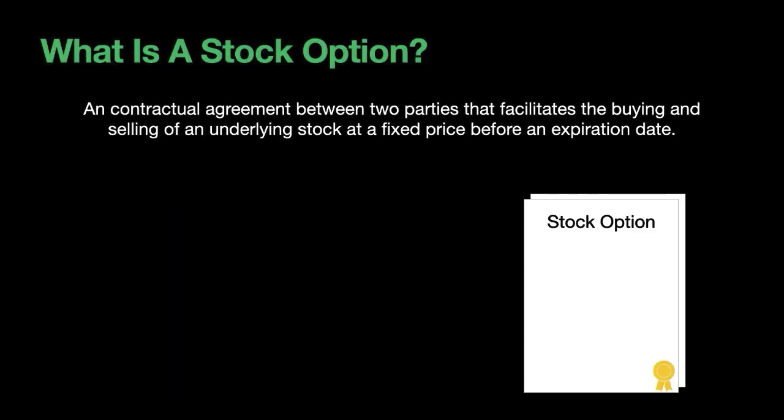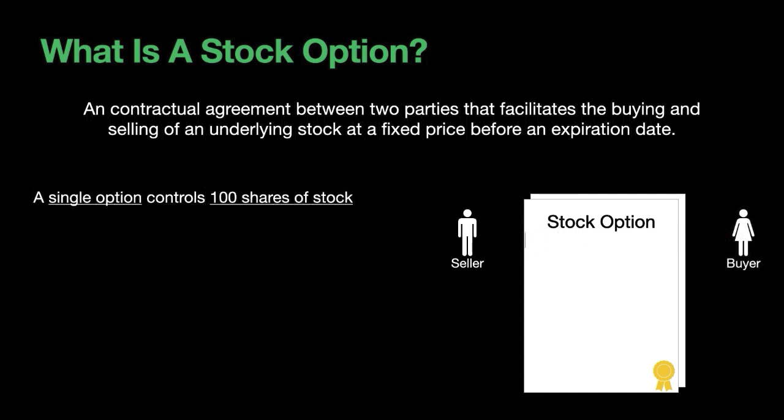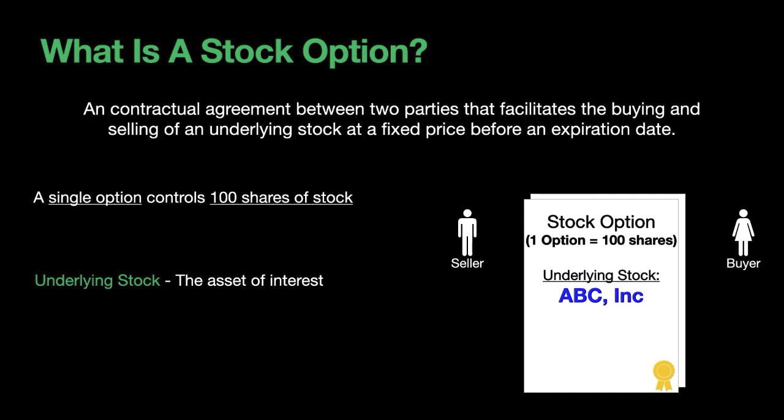A stock option is a contractual agreement. So think of a contract or a document between two parties. In this case, there's going to be a seller of the stock option contract and a buyer of the stock option. Next, a stock option is bound to or refers to 100 shares of stock. The company stock that is associated with the stock option is known as the underlying stock. So for this example, the stock associated with the stock option is for company ABC Incorporated.